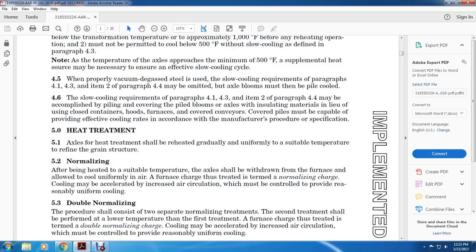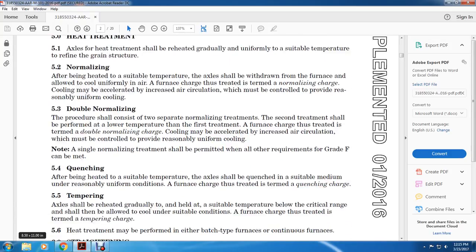5.0. Heat treatment. Axles for heat treatment should be reheated gradually and uniformly to a suitable temperature to refine the grain structure. Normalizing. After being heated to a suitable temperature, the axle shall be withdrawn from the furnace and allowed to cool uniformly in the air. A furnace charge that has been treated is termed a normalizing charge. Cooling may be accelerated. Increased air circulation must be controlled to provide reasonably uniform cooling.